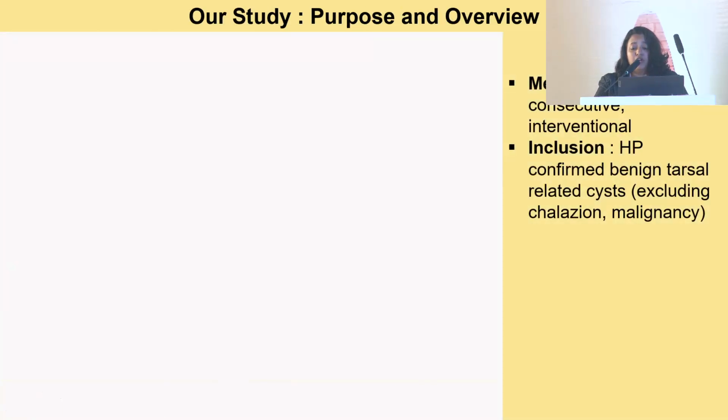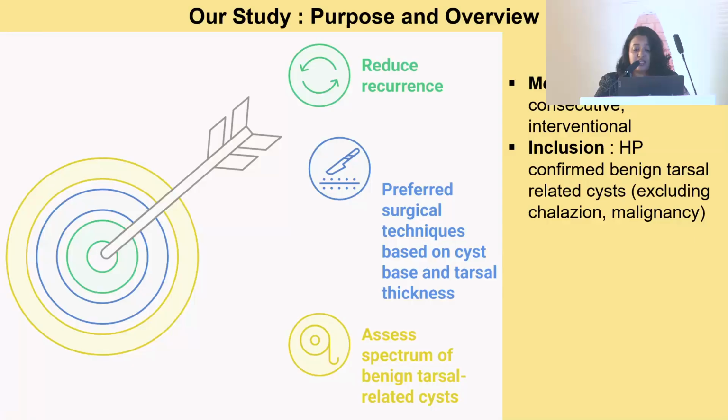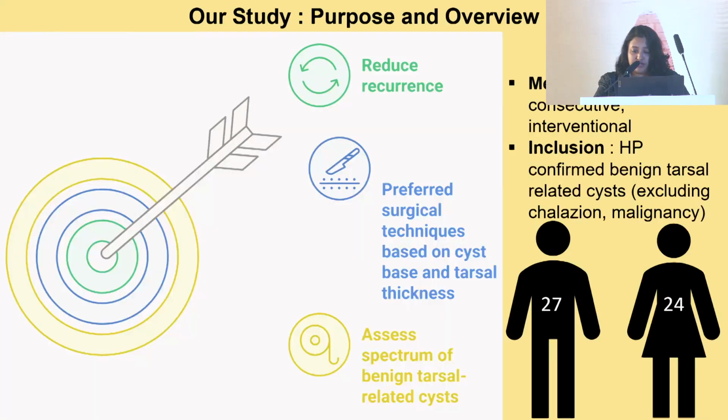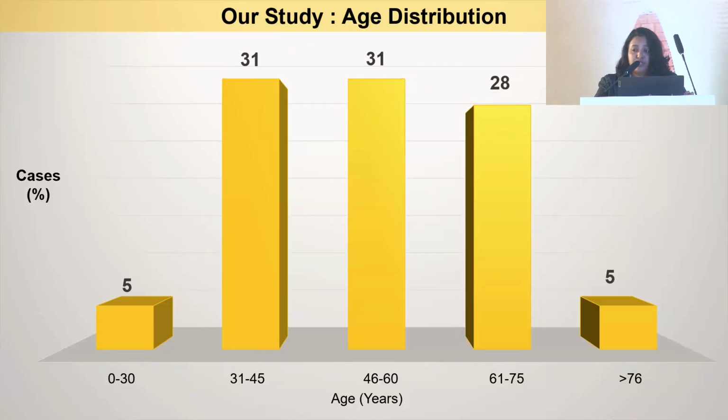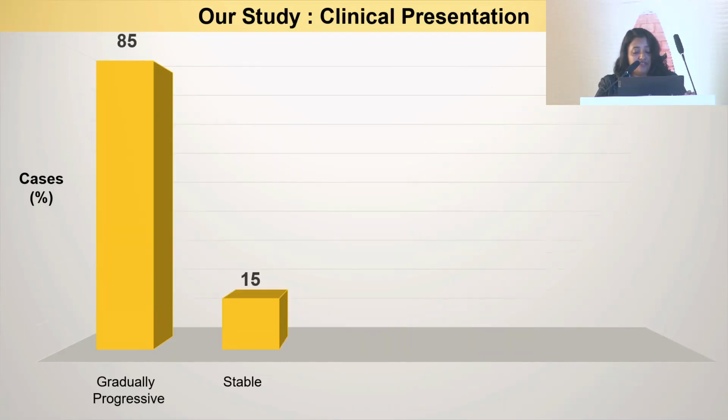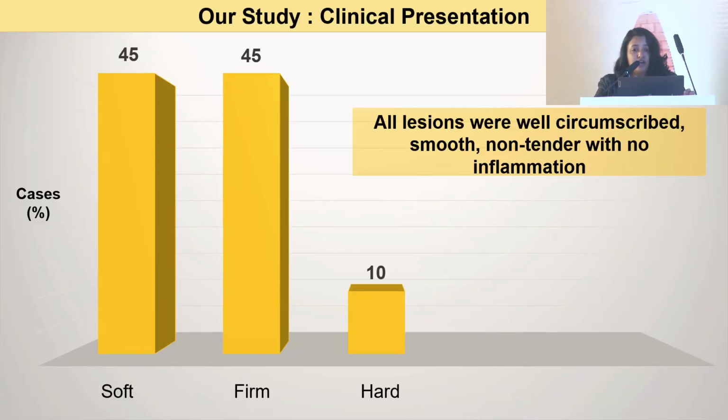We present to you a retrospective consecutive interventional study of 53 histopathologically confirmed benign tarsal related cysts which assessed the entire spectrum, explored preferred surgical techniques based on cyst base and involved tarsal thickness, and gives definite ways to reduce recurrence. We found no sex predilection in our study. The patient profile included the majority of them in the 4th to 7th decade with a mean age of 52.7 years, where 85% of them were gradually progressive. 100% of the lesions were well circumscribed, smooth and non-tender with no signs of inflammation, of which 45% were soft and firm each.